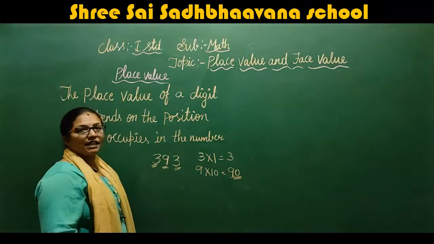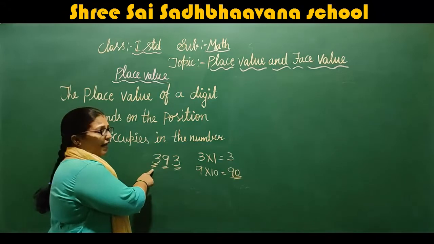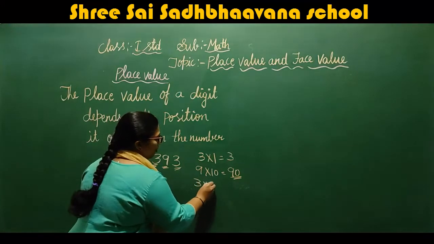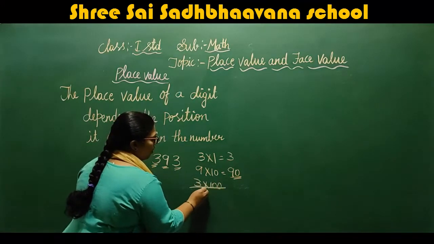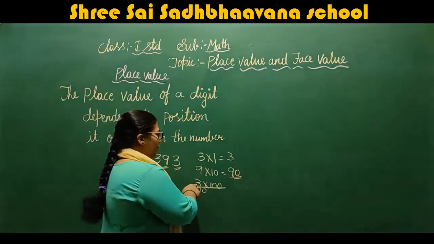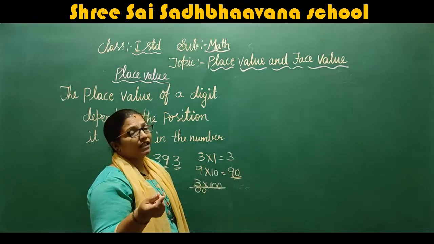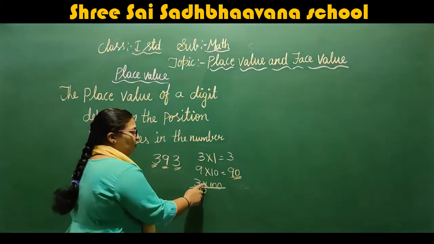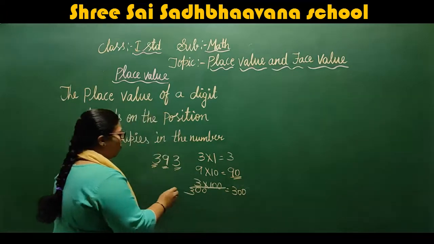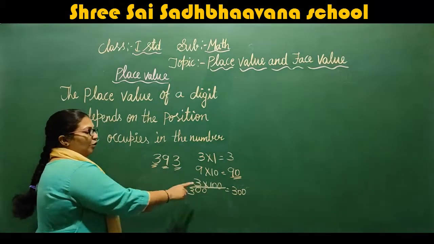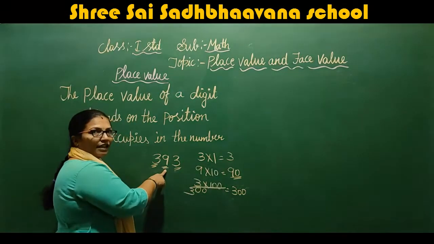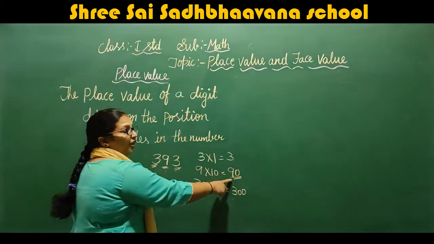So one more 3 is there. This 3 is in which place? The other 3 is in the ones place, and this 3 is in the hundreds place. 3 into 100. 3 times 0 is 0, because when we multiply with 0 the answer is always 0, right? So 3 ones are 3, so 300. What is the answer? 300. So the place value is 300. The other 3's place value is 3 only. The 9 is in tens place, so its place value is 90.